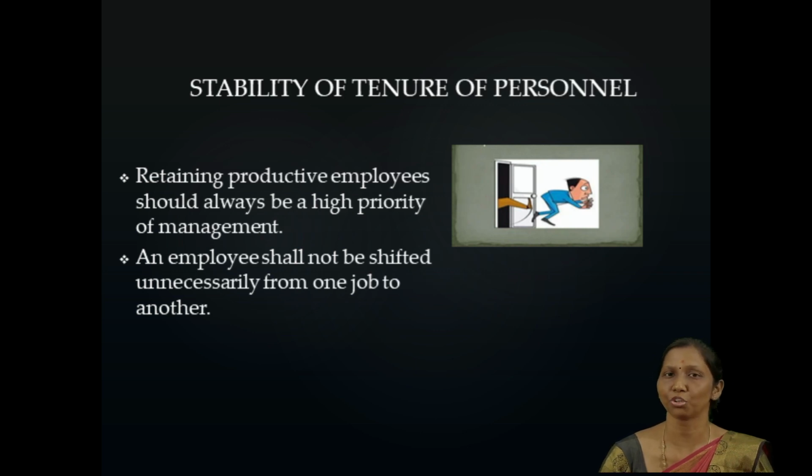We have to retain them. You should not transfer them, or move persons unnecessarily from one department to another or one branch to another. That is called stability of tenure of persons. Employees should not be shifted unnecessarily from one job to another, because it will reduce their involvement in work. So stability of tenure of persons is one of the principles of management.